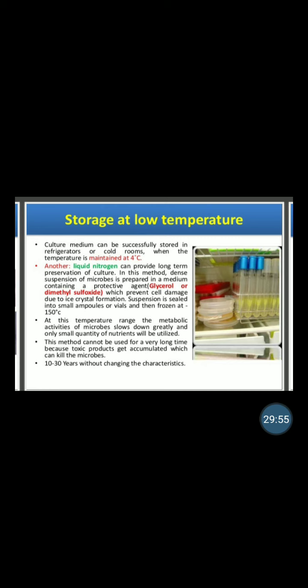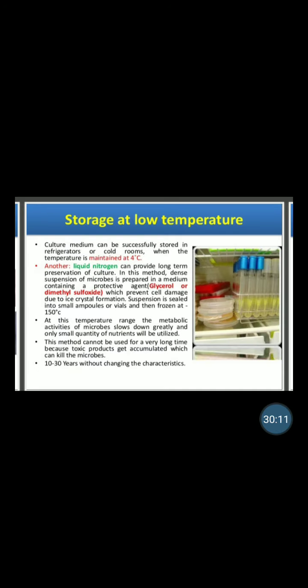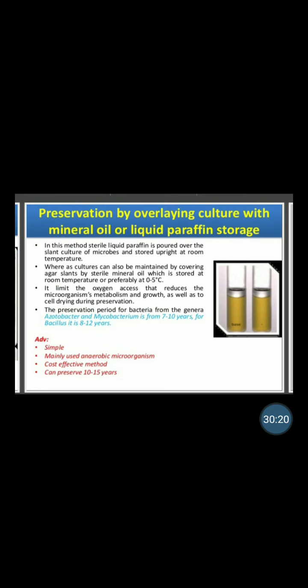At this temperature range, the metabolic activities of microbes are slowed down greatly and only a small quantity of nutrient will be utilized. This method cannot be used for a long time because toxic products get accumulated, which can kill the microorganisms. Preservation is for 10 to 30 years without changing its characteristics.